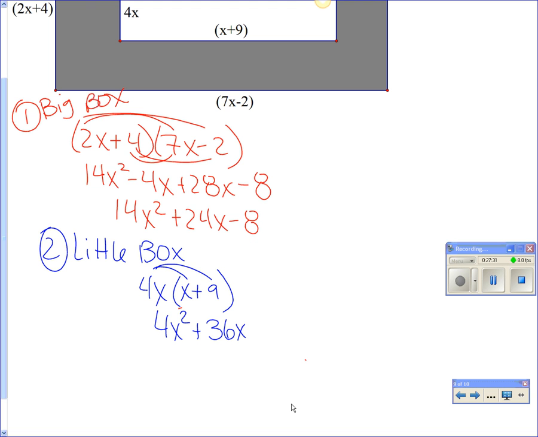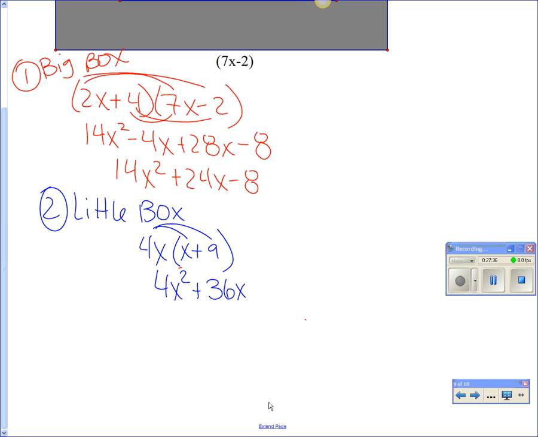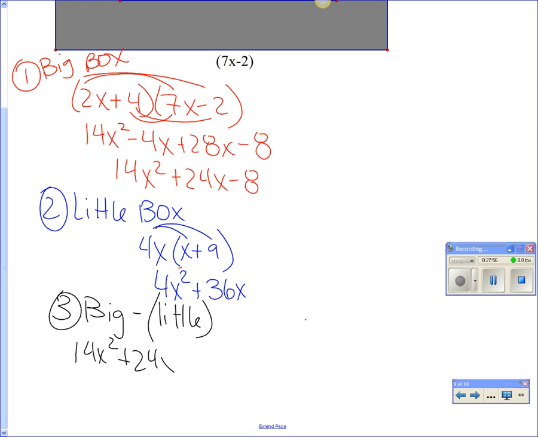All right, and Chase, what's the third step? Good. Big box minus the little box. All right, Jack, help me set that up, please. 14x squared plus 2 plus 24x plus 8. After that, it's 4x squared plus 36x. Good. Thank you.